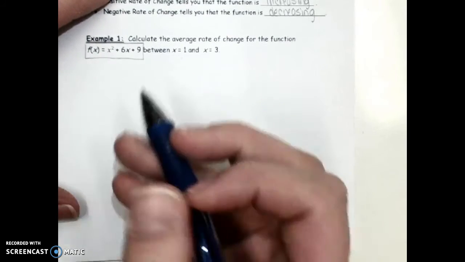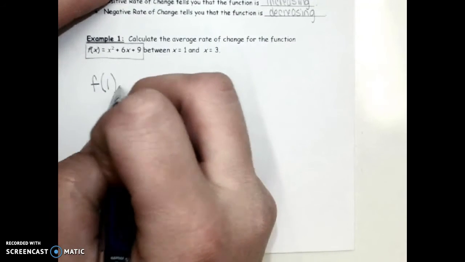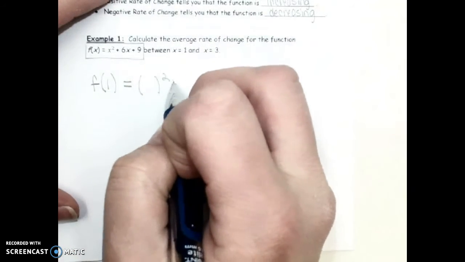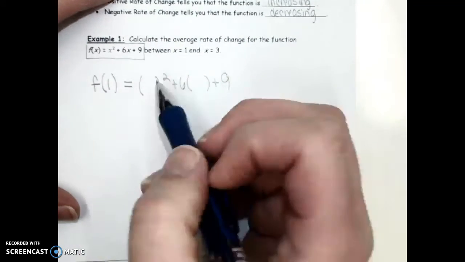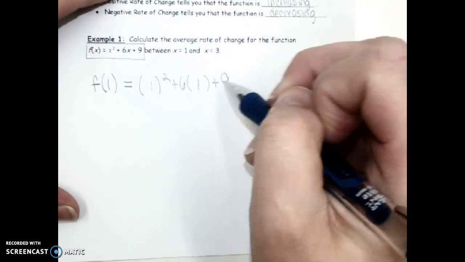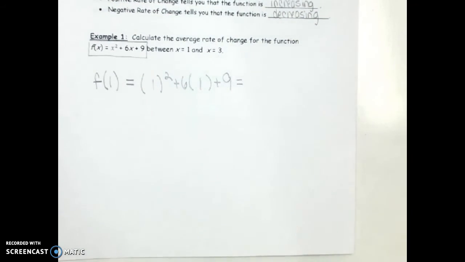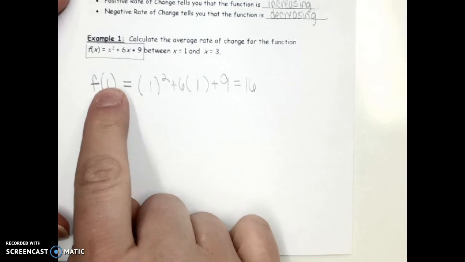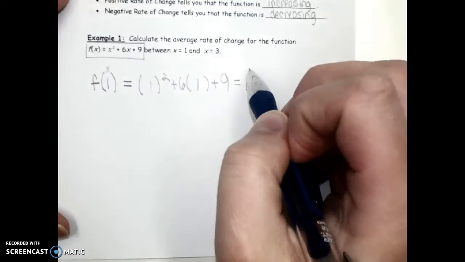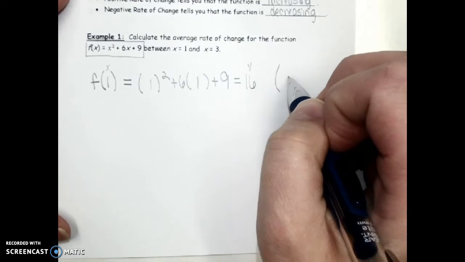So f of 1, everywhere I saw an x, I'm going to put a parentheses. And because I need to know 1, I'm going to plug in 1 first. Hopefully by now you are an expert at plugging this in your calculator. That's what I'm going to do while you write this down. 1 squared plus 6 times 1 plus 9. I get 16. This is your x. What you get out is your y. So your ordered pair is 1, 16.